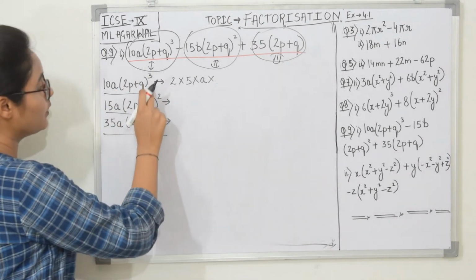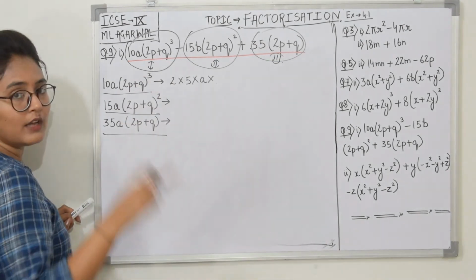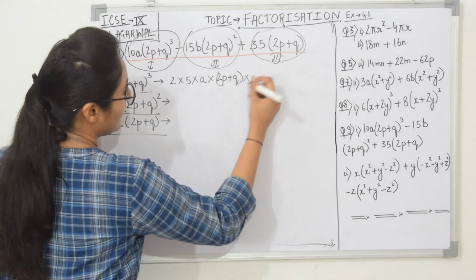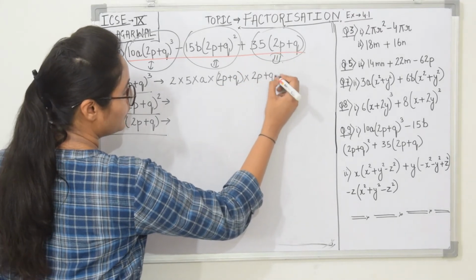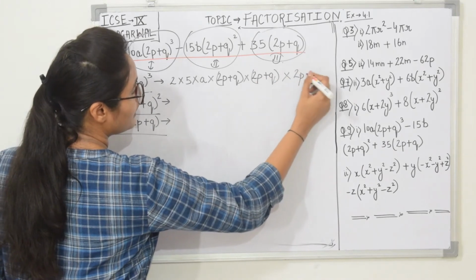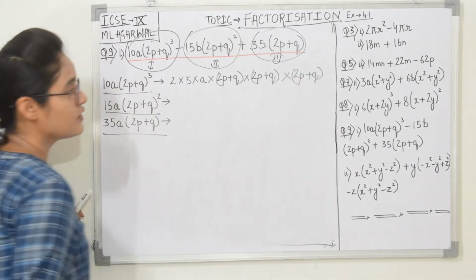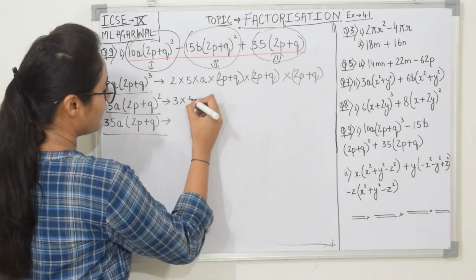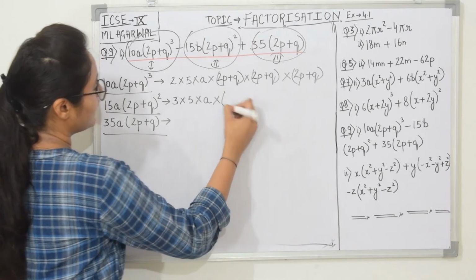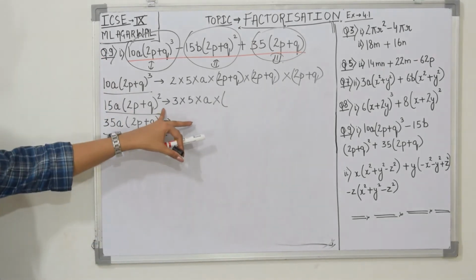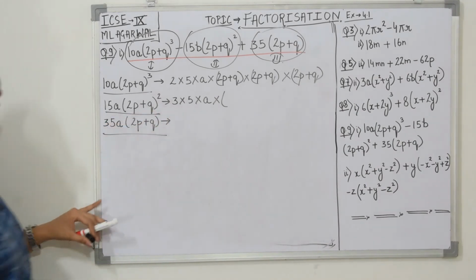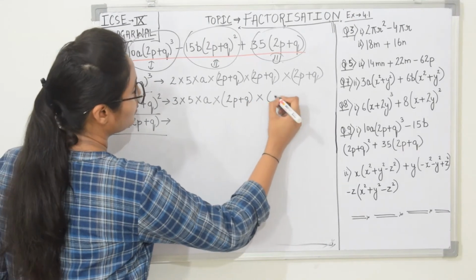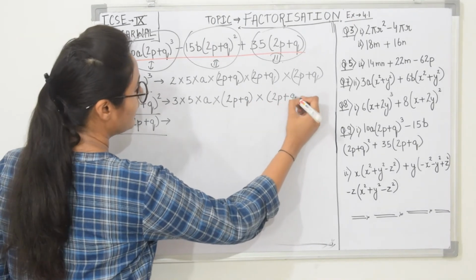2p plus q whole power is 3. So you have to write it down 3 times. Now see, 2p plus q, then again 2p plus q, then again 2p plus q. Okay, so got my point? Now see, 15a can be written as what? 3 5s are 15, 3 into 5 into a. Now again 2p plus q as a whole we are having in power as 2. So it will be what? 2p plus q and 2p plus q. You have to write it down 2 times.